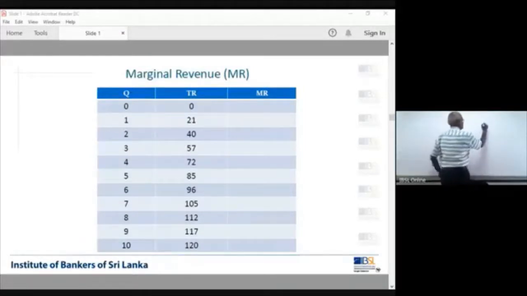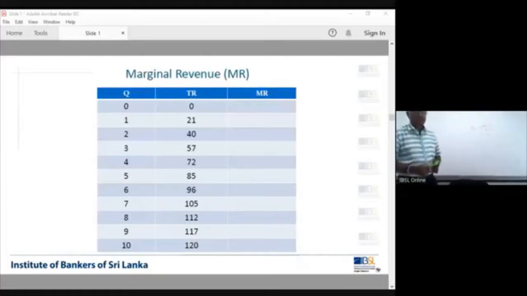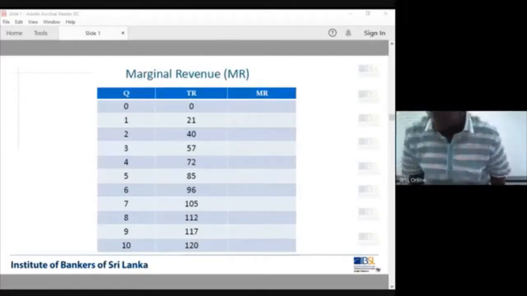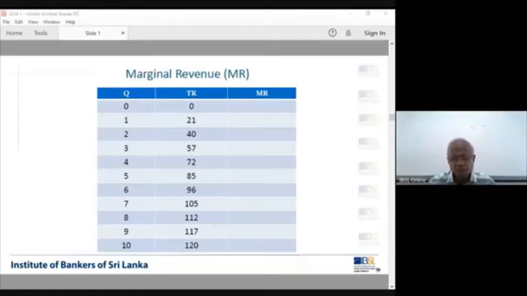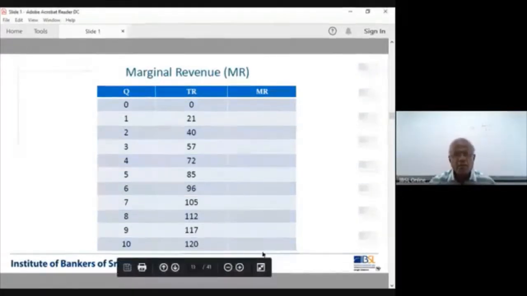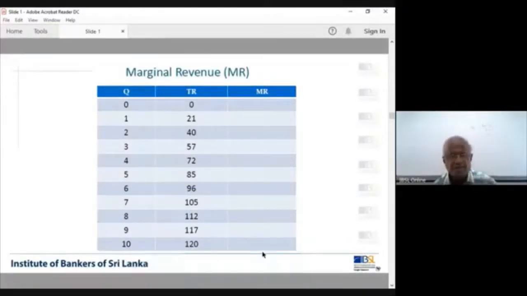40 minus 21 divided by 2 minus 1. That is the marginal revenue of the second unit, 19. Like that, you can calculate all the other units also. You can calculate the marginal revenue. The marginal revenue of the sixth unit is 96 minus 85 divided by 6 minus 5. Seventh unit, 105 minus 96 divided by 7 minus 6, like that.